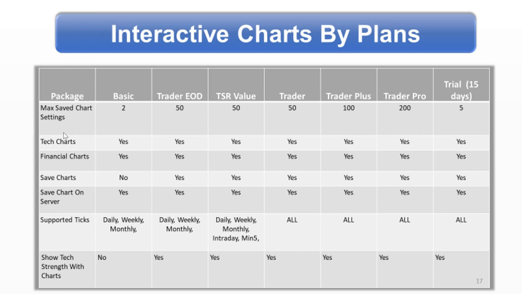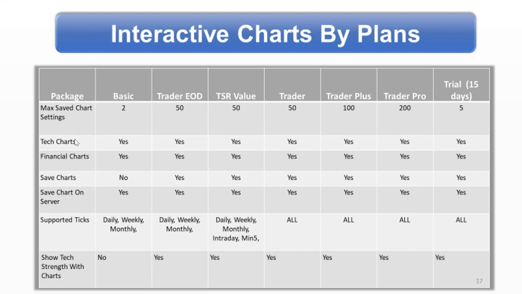The first one being maximum save chart settings. That means, let's say you have done all your work on the charts, added a moving average, added a technical, and then you have made the candlestick, and so on and so forth, and you don't wish to perform the same activity again and again, so you can create your own template, which we call maximum save chart settings. So that's how the number of chart settings is available plan-wise.